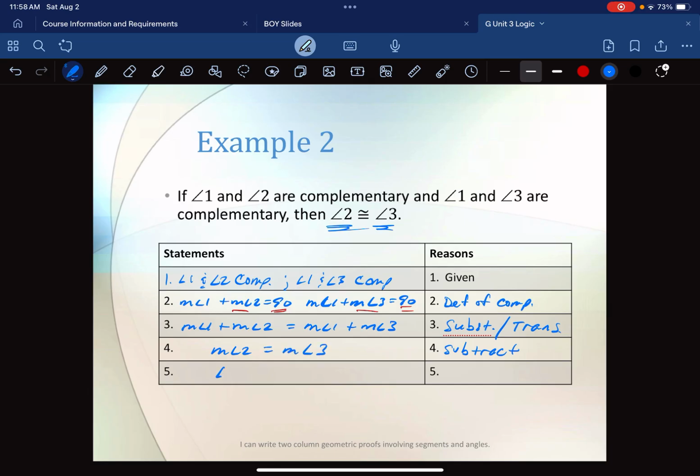All I have to do is say angle 2 is congruent to angle 3 by that definition of congruence. If they're equal, they're congruent. That's the reason I can make that statement, okay?